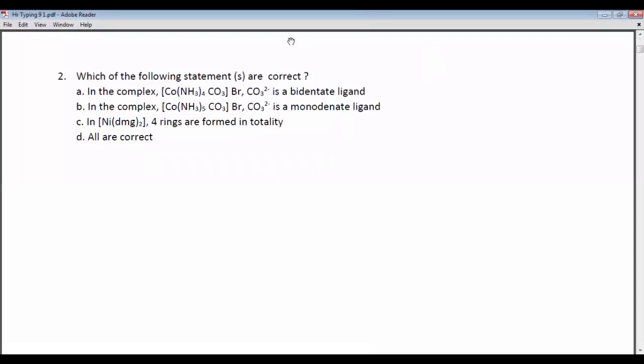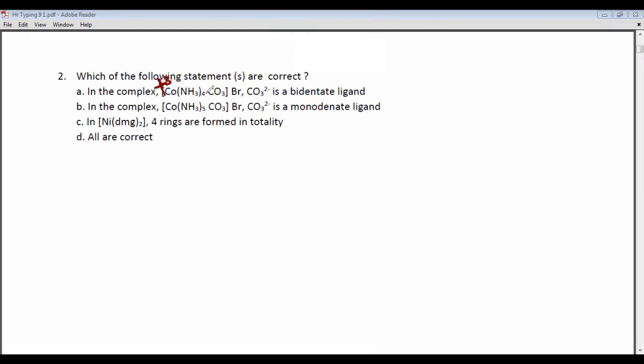Next question. Which of the following statements are correct? In the complex Co(NH3)4CO3Br, CO3 2- is a bidentate ligand. Let's check the case. Here the charge is -1. So this is +1, -2, 0, +3. Since the cobalt is +3, cobalt is +3.